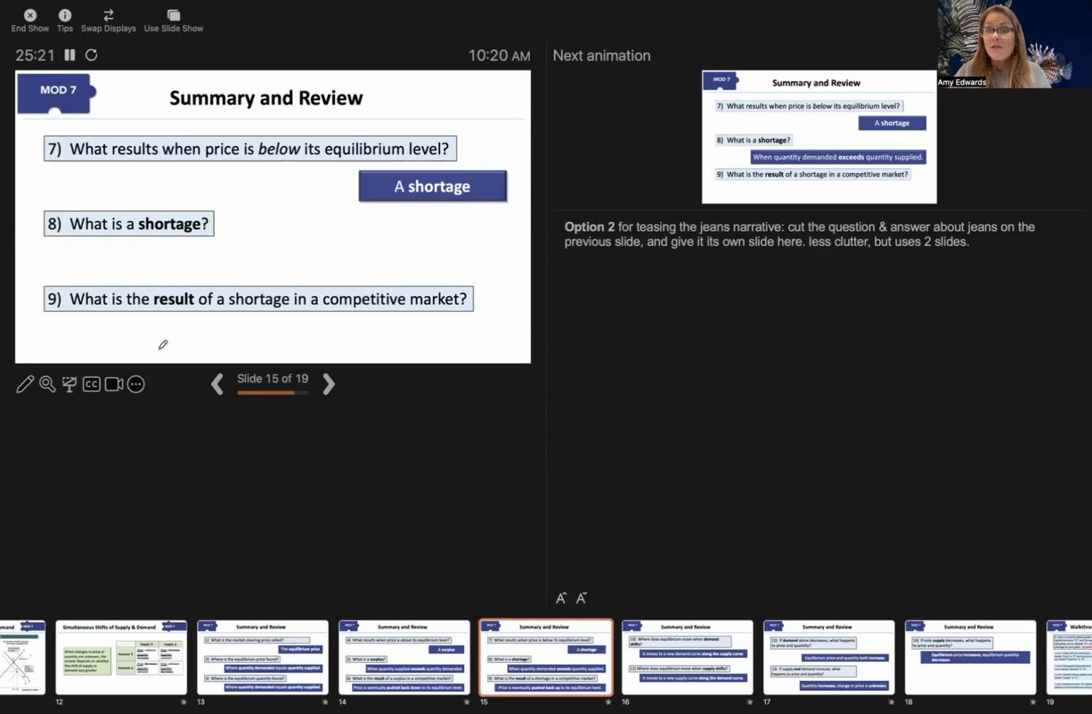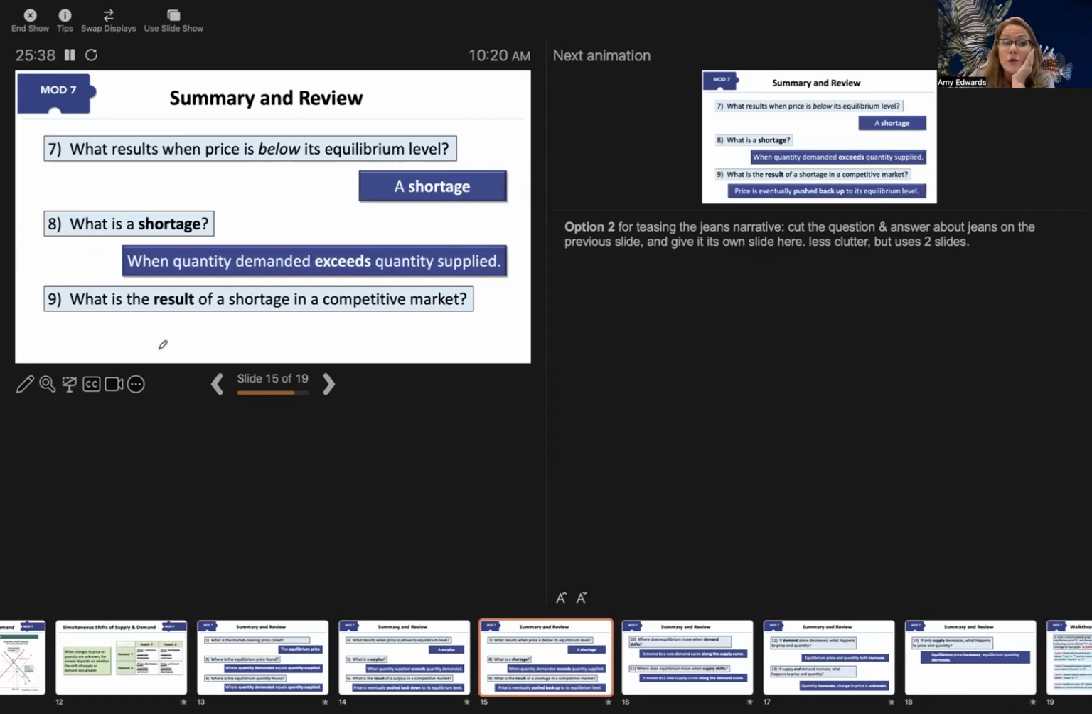Think back to COVID. Toilet paper. We had a shortage of toilet paper, because demand increased out the wazoo. Everybody was afraid to not have toilet paper. So demand increased, but supply didn't. We ended up with a shortage, okay? So a shortage is where quantity demanded exceeds quantity supplied.